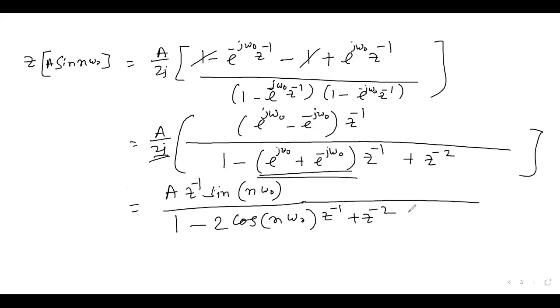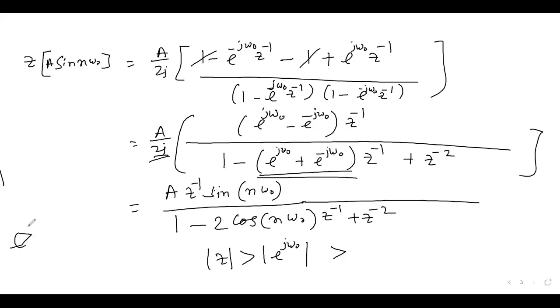All right. So what will be the region of convergence? What will be the region of convergence? So mod z should be greater than e to the power j omega 0, or e to the power minus j omega 0. It will be the magnitude, so whether you have plus or minus does not matter. So what will that be, e to the power j omega 0?